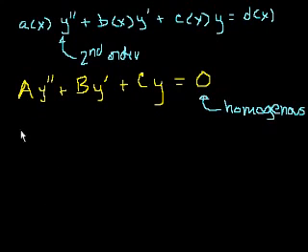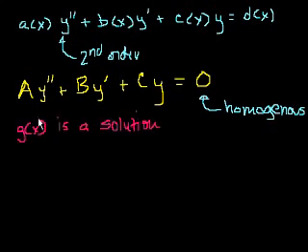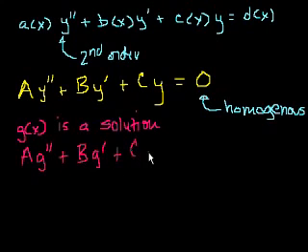Let's say that g of x is a solution. So that means that a times g prime prime plus b times g prime plus c times g is equal to 0. These mean the same thing. Now my question to you is, what if I have some constant times g? Is that still a solution? So let's say some constant, c1 times g. Is this a solution? Well, let's try it out.